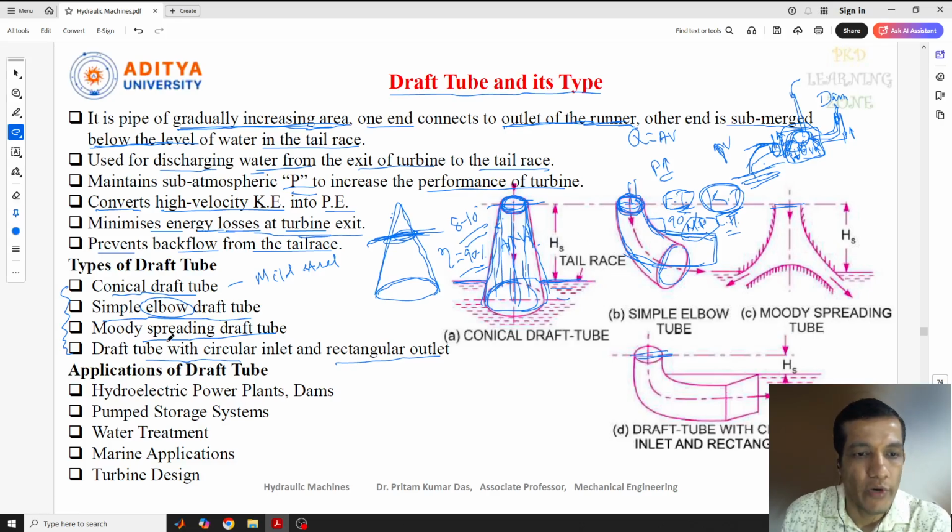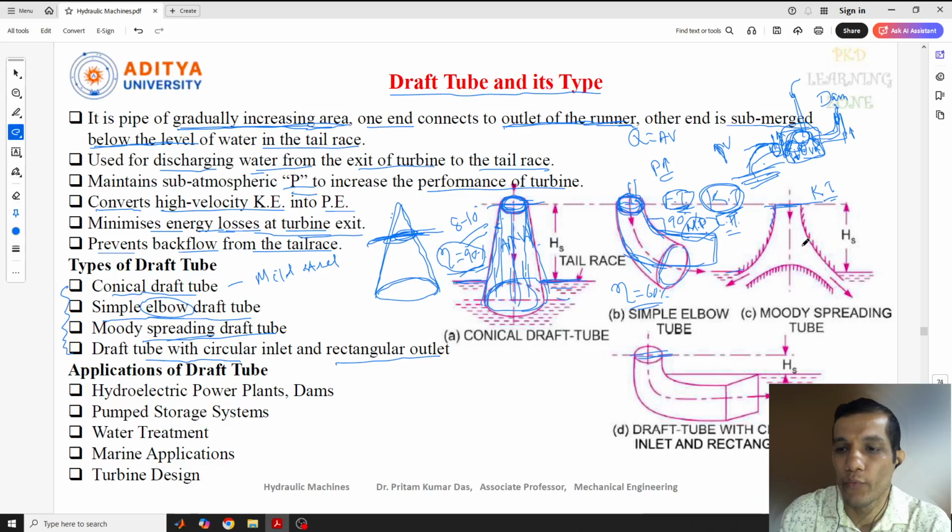The next one is the Moody spreading draft tube. This is the example of the Moody spreading draft tube. Here it is slightly different. This will be used for Kaplan turbine, suppose. For the simple elbow tube, efficiency is slightly less, up to 60%, not that high, but here you get near about 90%.